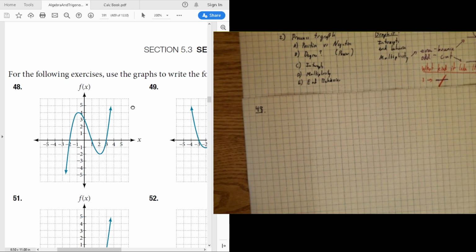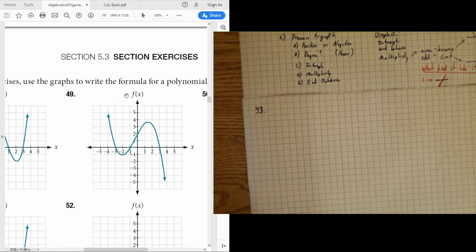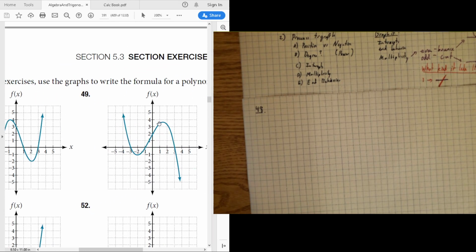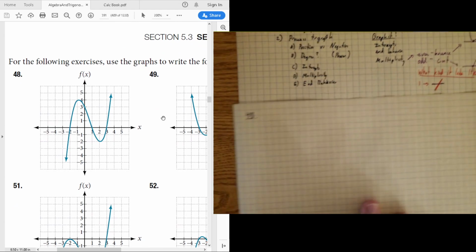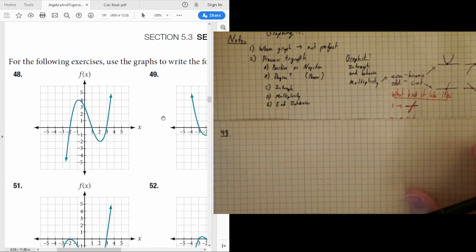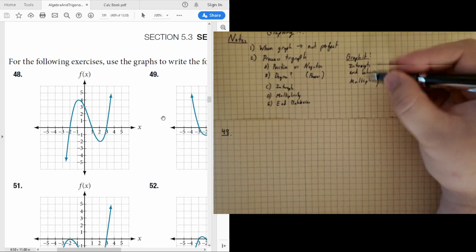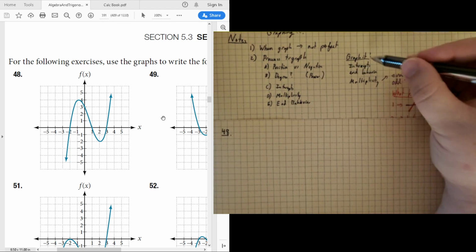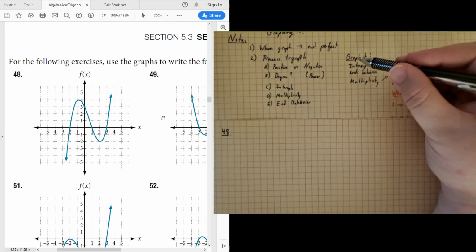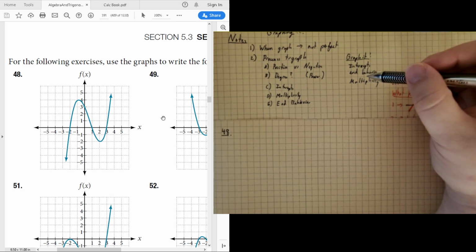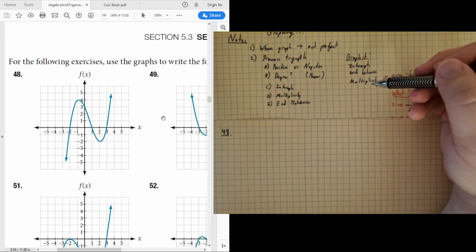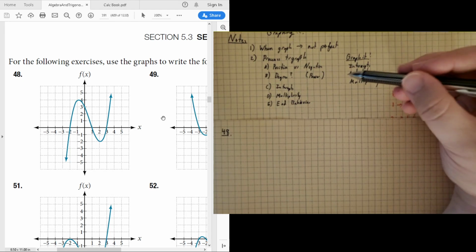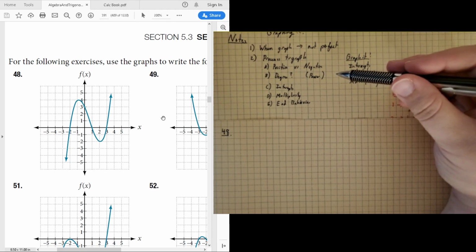Okay, the instruction states: for the following exercises, use the graphs to write the formula for the polynomial function of least degree. Okay, so for these ones, I'm going to go kind of in the opposite order, but I'm also going to use this exact same list. The intercepts tell me where I'm going to have my functional pieces. The end behavior is going to tell me whether it's going to be positive or negative. And then the multiplicity is going to tell me what kind of degree we're dealing with here.